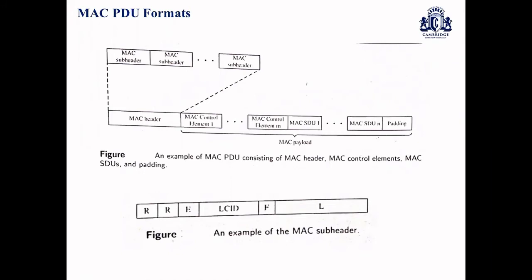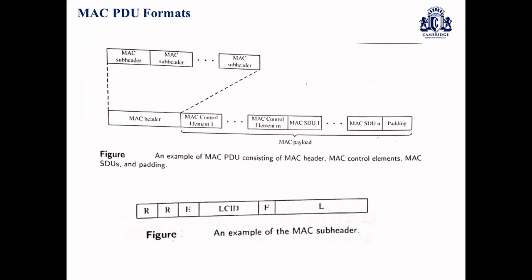The MAC payload consists of 0 or more MAC SDUs, 0 or more MAC control elements, as well as optional padding bits. When we talk about the MAC PDU header, it consists of one or more MAC PDU subheaders: subheader 1, subheader 2, and so on. Each subheader corresponds to either a MAC SDU, a MAC control element, or the padding sequence.